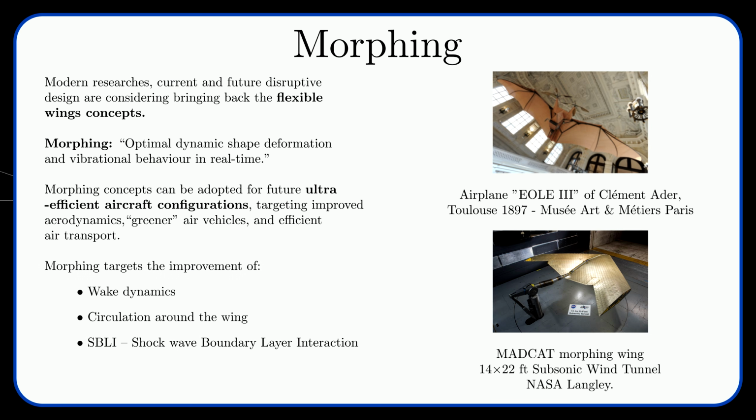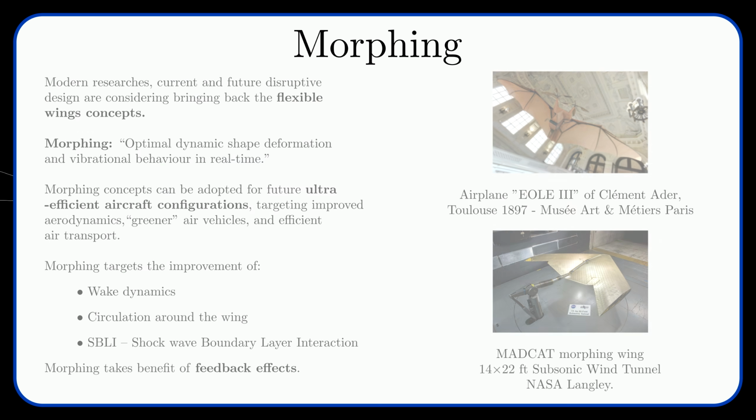The type of morphing that we are working on in our research group targets the manipulation of the wake dynamics, the promotion of the circulation around the wing, and the improvement of the SBLI dynamics. And all this is achieved by taking advantage of the feedback effects.